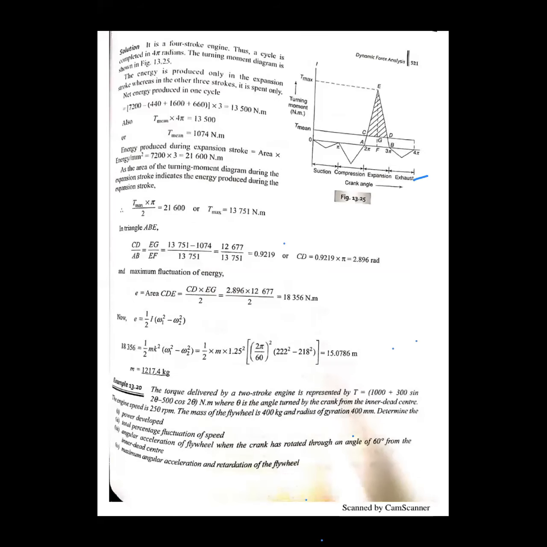Okay, please unmute your mics. Dear students, please unmute your mics and raise your queries regarding these problems. Okay, all of you understand the problem.